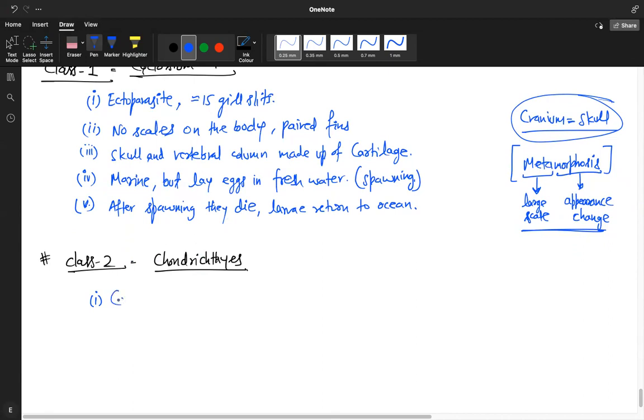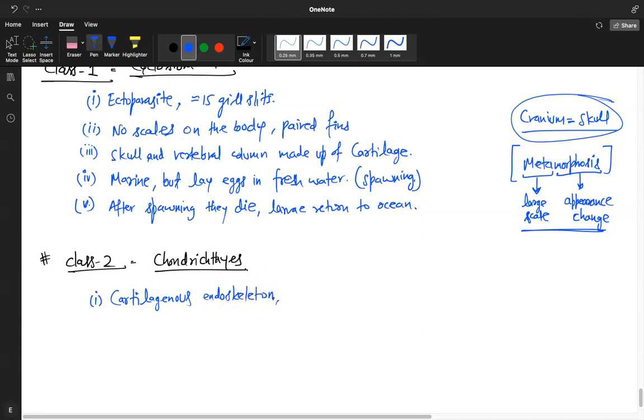Okay, let's write it like cartilaginous skeleton. And where is the skeleton? Is their skeleton inside the body or outside the body? For insects, it was outside the body, so it was called exoskeleton. Here it is inside the body, so it will be called endoskeleton. Simple. So cartilaginous endoskeleton.